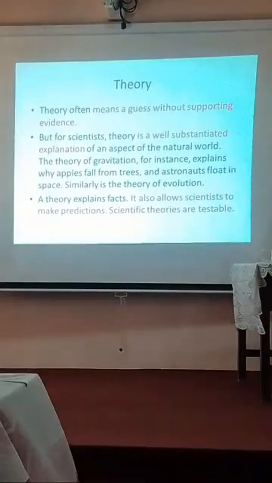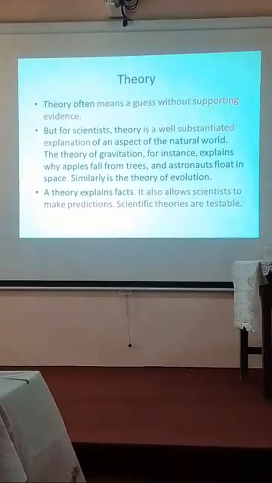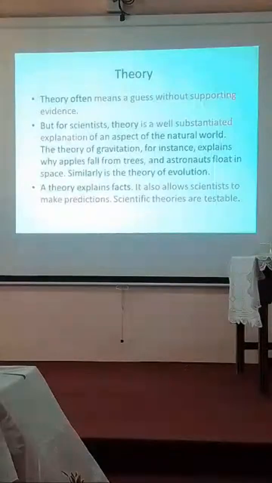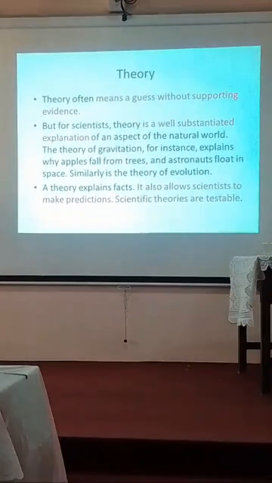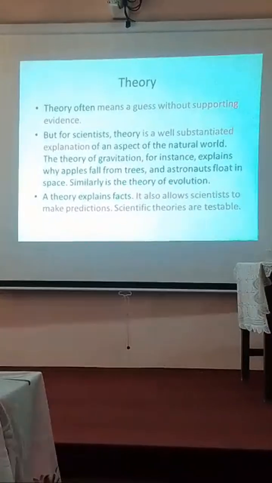But for scientists, theory is a well-substantiated explanation. For example, we have heard of the theory of gravitation. Apples fall down from the trees, and astronauts float in the air. It is based on the theory of gravitation. Similarly, there is the theory of evolution, of plants and animals, the Darwin theory. They are all facts with supporting evidence. The field of genetics has developed based on Darwin's theory. So much development has taken place in genetics based on the theory of evolution proposed by Darwin.